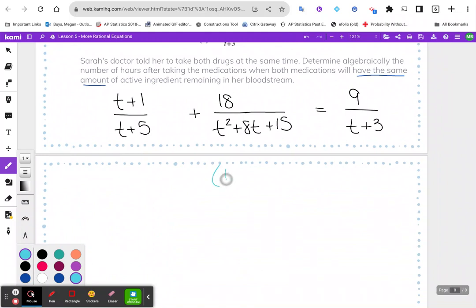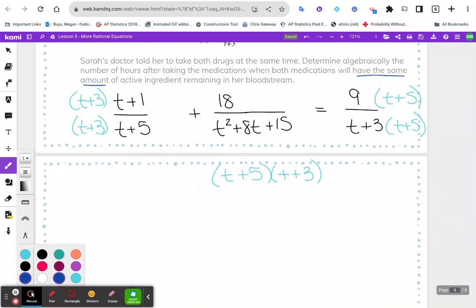So if I factor that middle piece first, I should end up with t plus 5, t plus 3, which makes sense because if I look at my left denominator and my right denominator, I know I'm just missing the t plus 3 over on the left. On the right, I'm missing the t plus 5. Now my denominators match. All three denominators have the same thing.